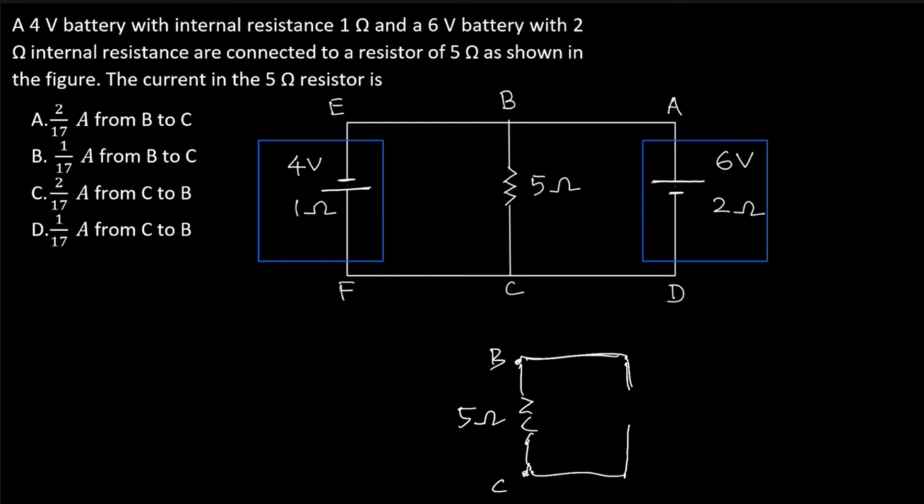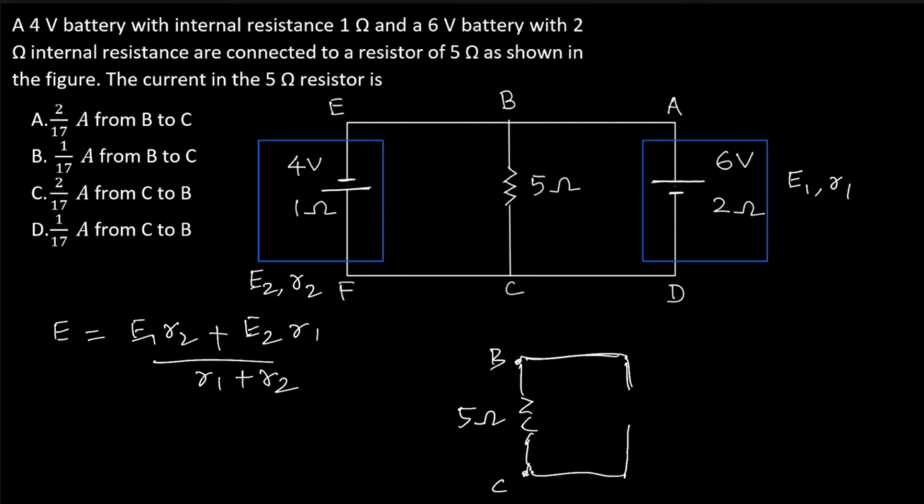Okay, so when you have two batteries, let's say one battery has EMF E1 and internal resistance R1. The other battery has EMF E2, internal resistance R2. So when you combine, the EMF will be (E1 R2 + E2 R1) divided by (R1 + R2). And the internal resistance is very easy.